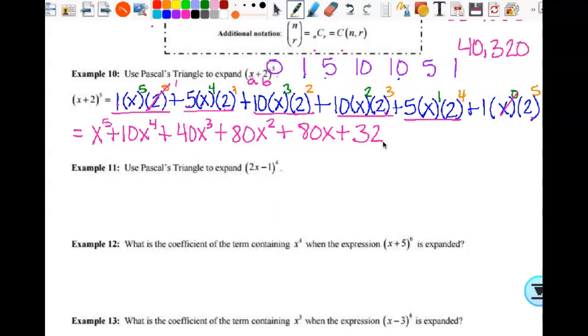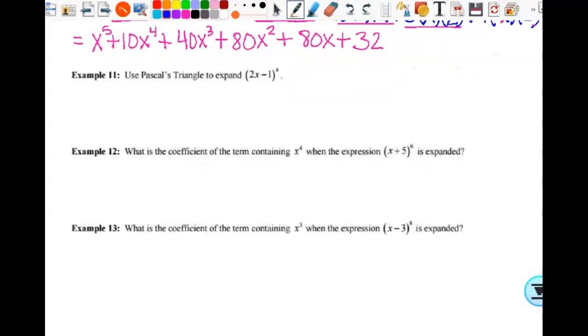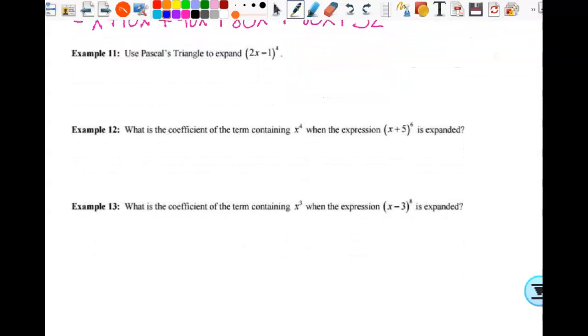All right, good deal. So let's look at what happens when we have 2x minus 1, like if we have a subtraction in there, how this is going to look just a little bit different. If I want to take this to the 4th power, I'm going to look at the 4th row. What is the 4th row? 1, 4, what? 6, 4, 1. I thought I heard 8, I didn't think that was it. 6, 4, 1.